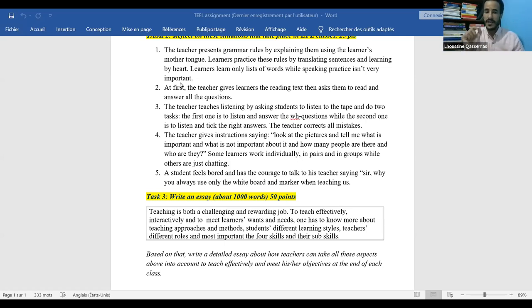Then your colleagues are going to give you feedback, and also the trainer will give you feedback, because at the end you are supposed to write the portfolio. The portfolio is a collection of many works or materials. You have to include the lesson plans you designed, the activities you worked on, and the feedback you received. So when your colleagues give you feedback, you have to take notes and write them, because you have to include this feedback in the portfolio.